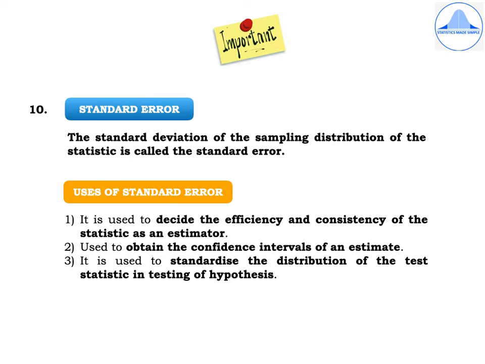The next important definition is the standard error, which is again an important one marker. The standard deviation of the sampling distribution of the statistic is called the standard error. And some of the uses of the standard error are: it is used to decide the efficiency and consistency of the statistic as an estimator. Then it is also used to find the confidence intervals of an estimate, and it is used to standardize the distribution of the test statistic in testing of hypothesis. So the uses of standard error is also an important 2 marker.